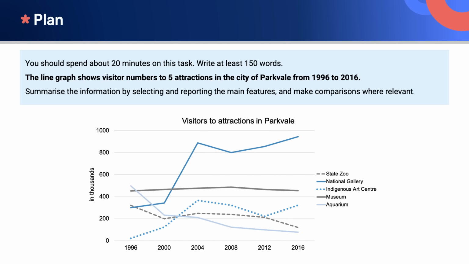In our plan, we're going to identify the key information, particularly the changes or trends that appear between the years listed, that is, from 1996 through to 2016. Feel free to write your plan now. I recommend taking 2 minutes to do it on test day. Let's have a look at a sample plan.